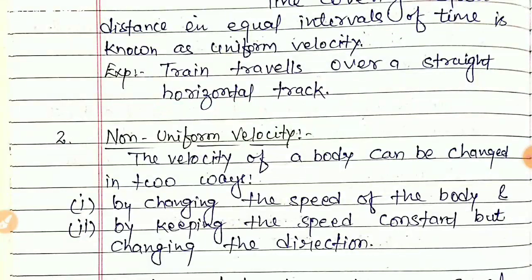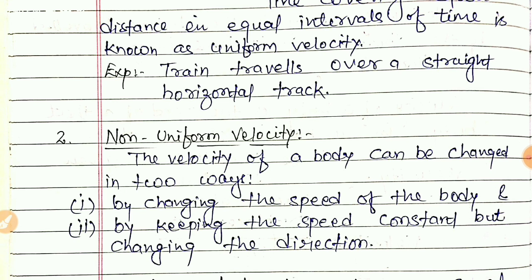Now look at example number 2, non-uniform velocity. What do you mean by non-uniform velocity? Non-uniform velocity is where the object covers unequal distances in equal intervals of time. It means it changes its velocity at a different rate. In this case the velocity can change.